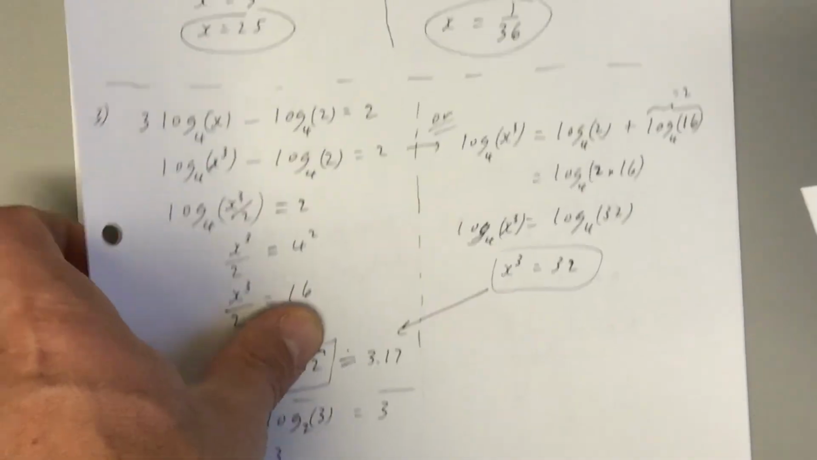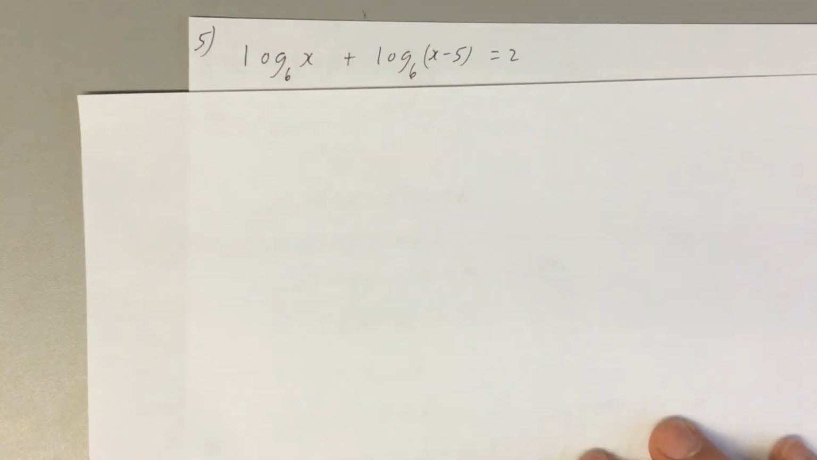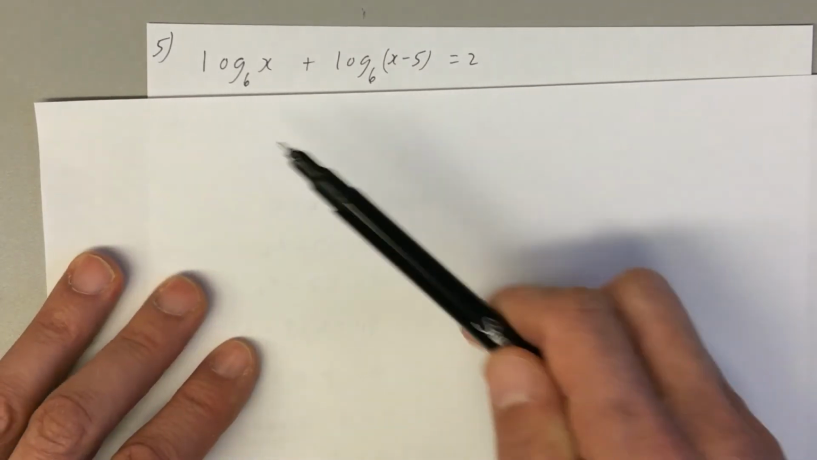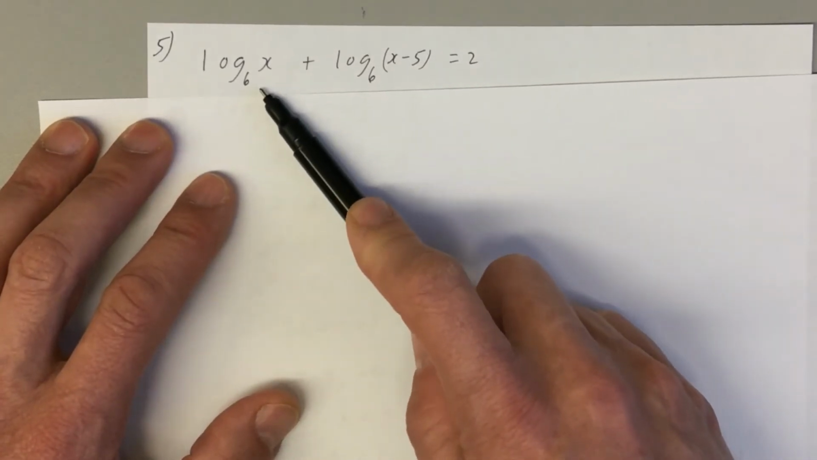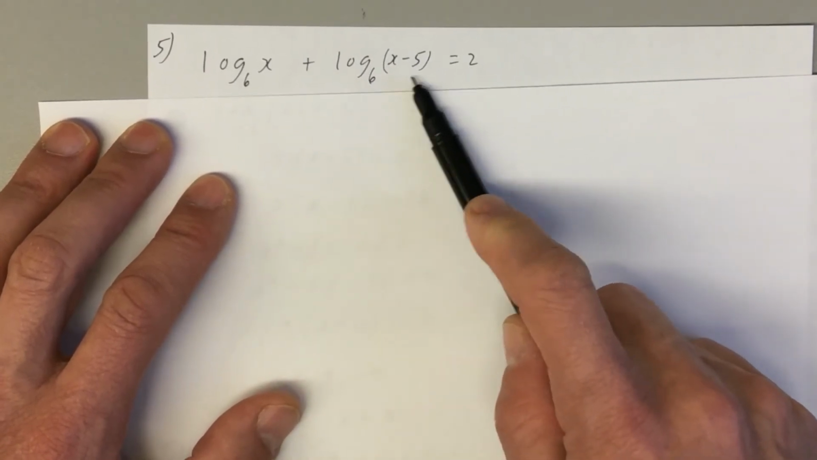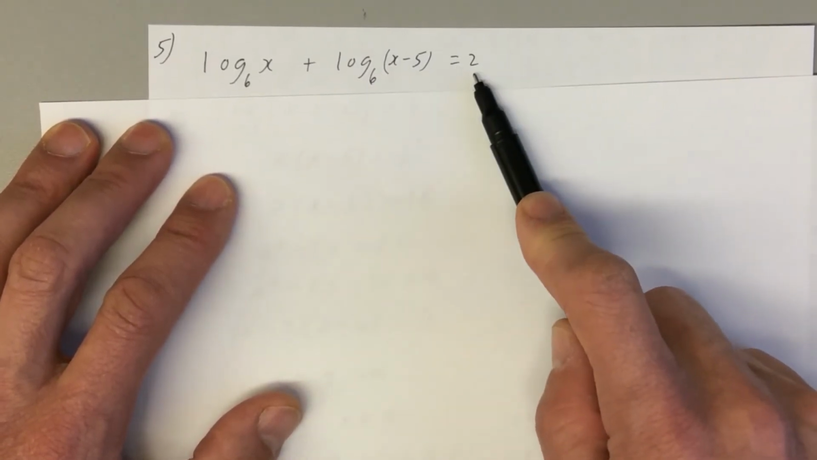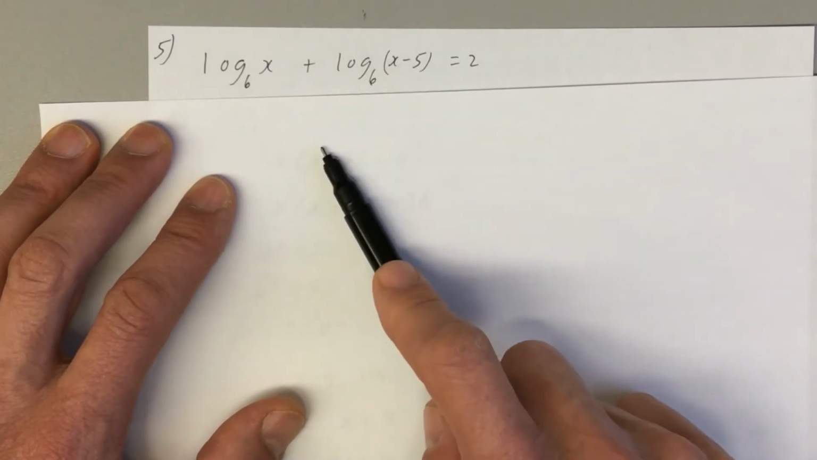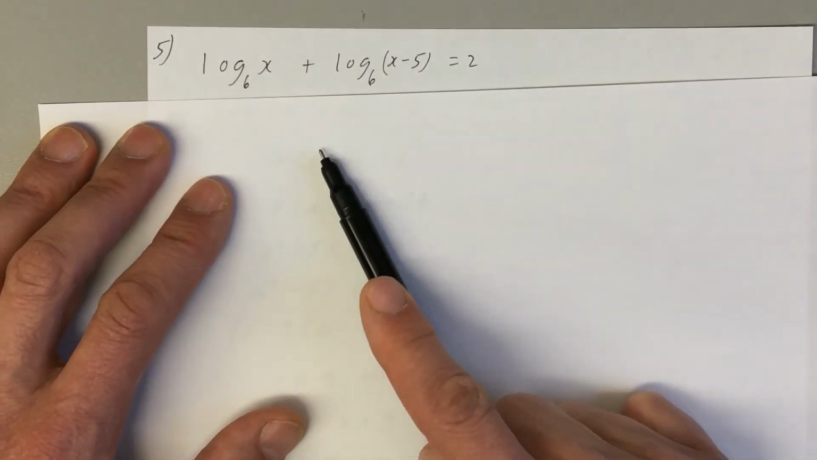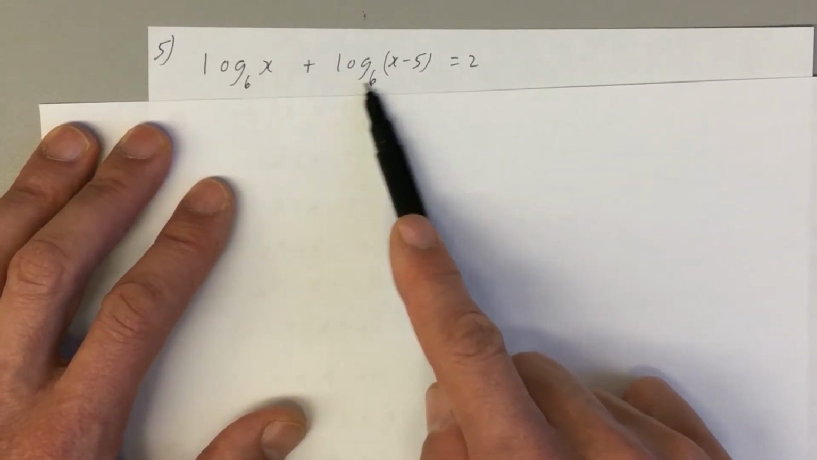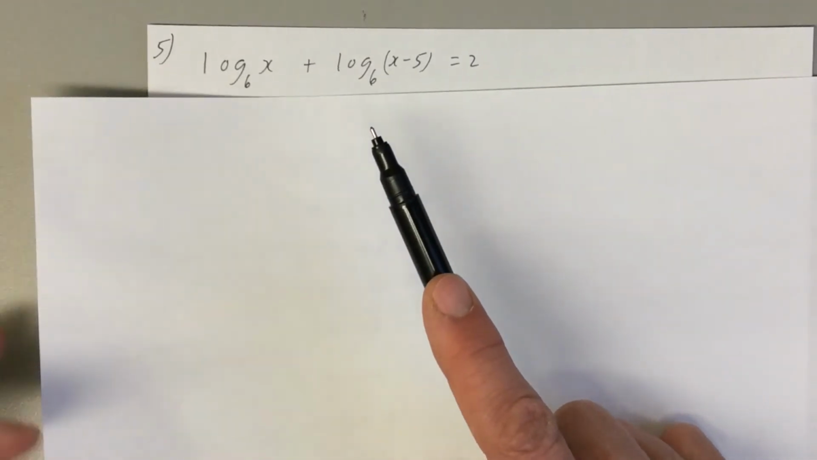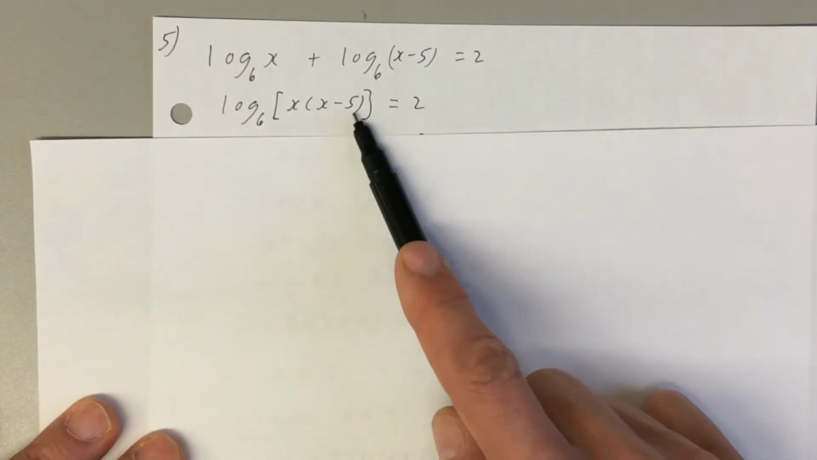And some more log equations here. Okay, so they get a little bit harder now. So this one, log base 6 of x plus log base 6 of x minus 5 equals 2. So now we have x in more than one place. Okay. Well, this is a sum. The bases are the same, so we can bring that together as multiplication.